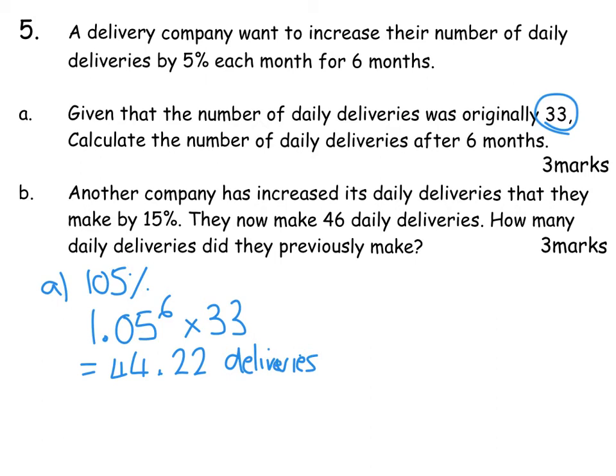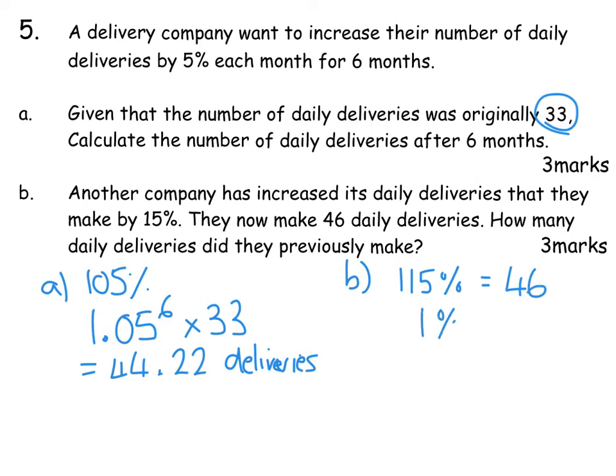So that's part A. Part B, it says another company has increased its daily deliveries by 15% and they now make 46. What did they previously make? So that's your reverse percentages one. If they've increased it by 15%, that is the equivalent of 115%. So their 46 deliveries are 115%.